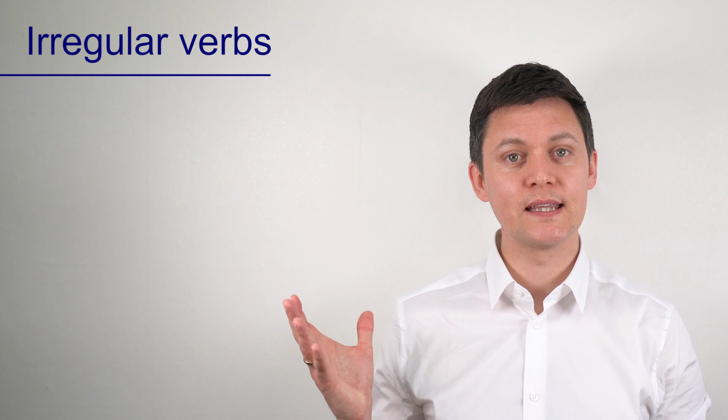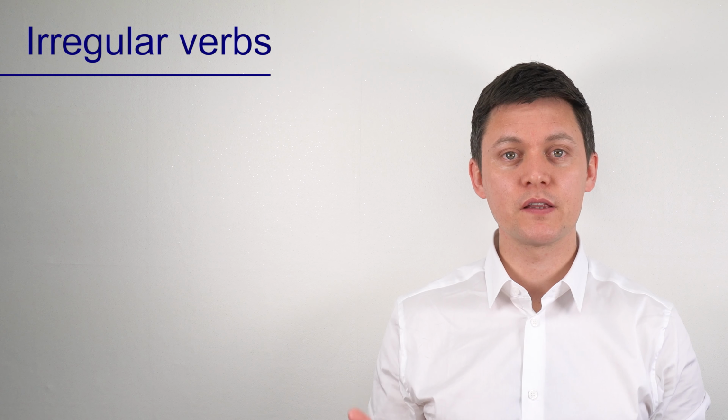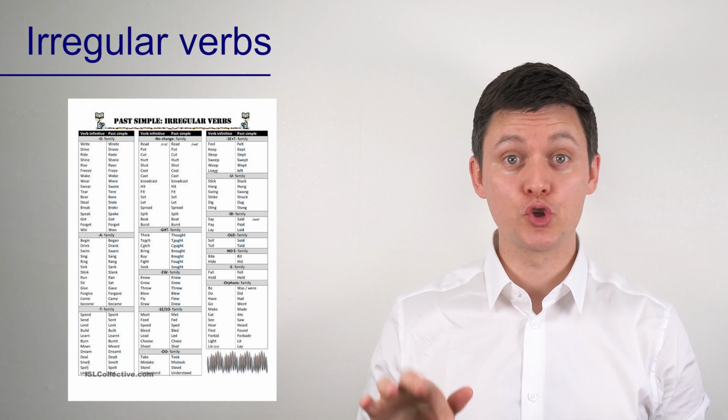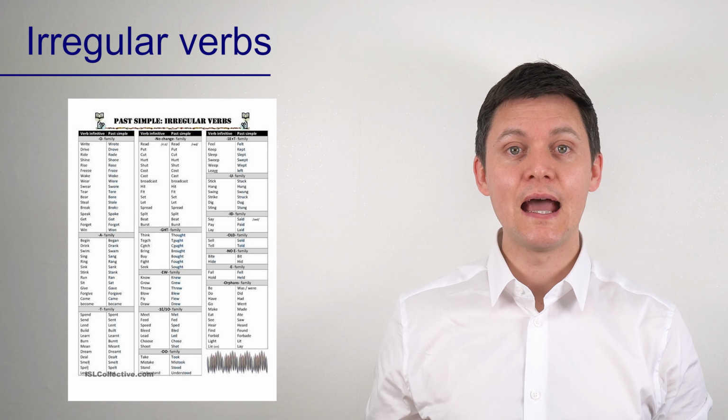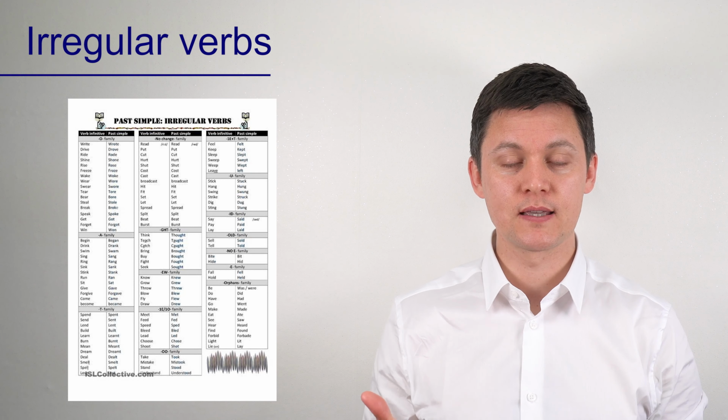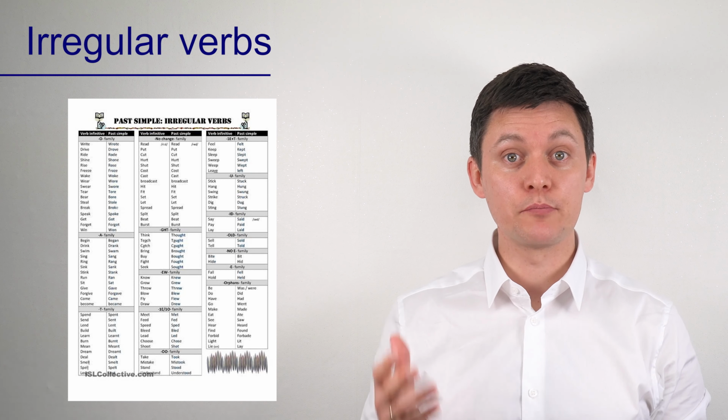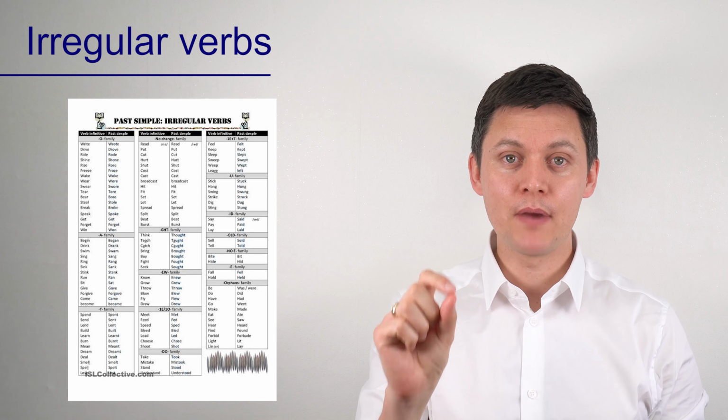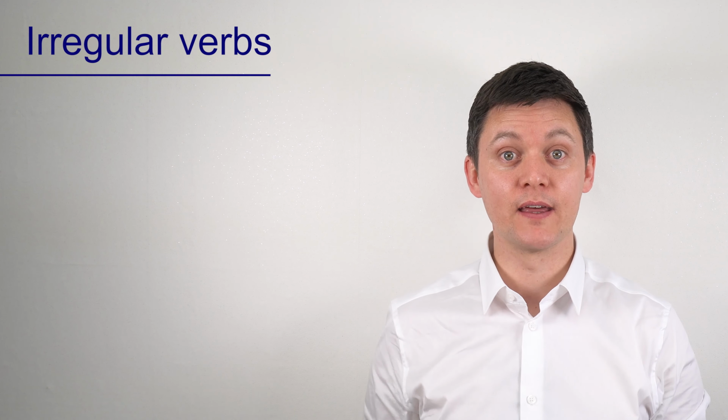Now, irregular verbs, on the other hand, are a little more difficult. I'm not going to put it in this video. This is something that you can get a list. Just Google irregular verbs and you have to memorize. Try to pick the verbs that are important for you and then memorize how to conjugate them.